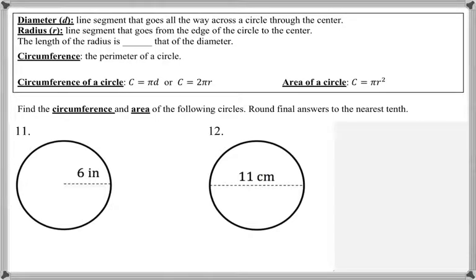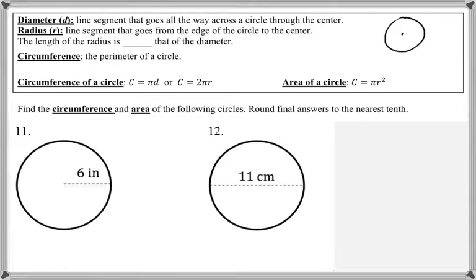The next part of the section is looking at circles. So we have a couple different definitions that we need to look at first. The diameter of a circle is the line segment that goes all the way across the circle and through the center. So it would look like that. It goes all the way through.